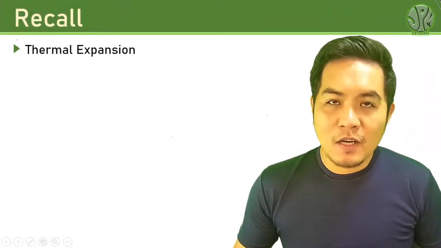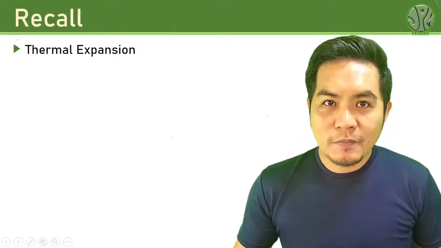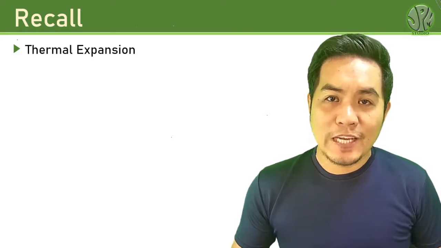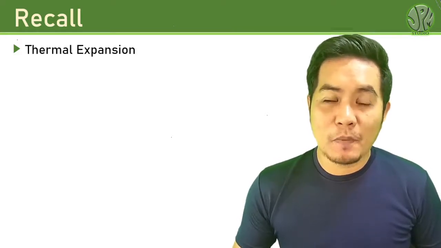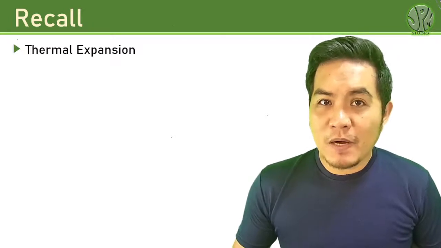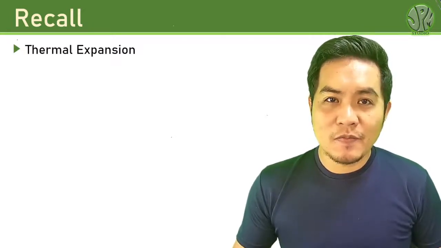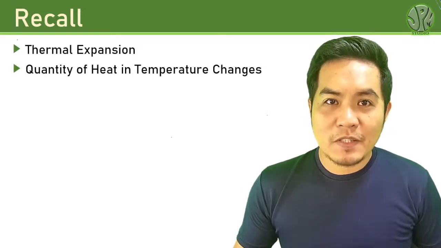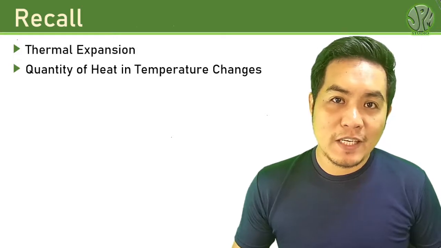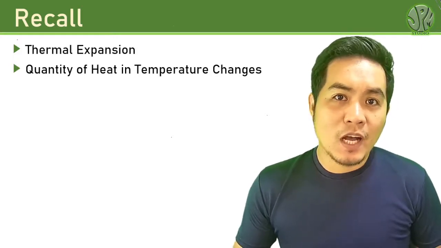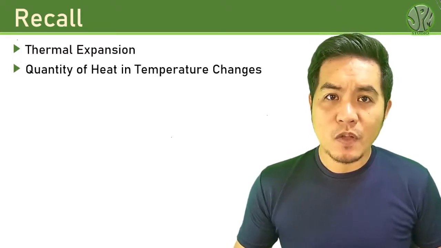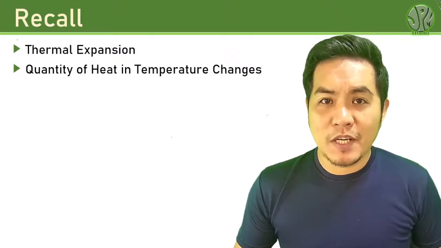So in our previous lessons, we have discussed thermal expansion, wherein a material will expand when subjected to changes in temperature due to application of heat. And the amount of expansion is usually dependent on the specific heat value of that certain material. We also have discussed in the previous lesson regarding the quantity of heat and temperature changes. So we quantified how we measure the heat absorbed or the heat released by an object when its temperature changes.